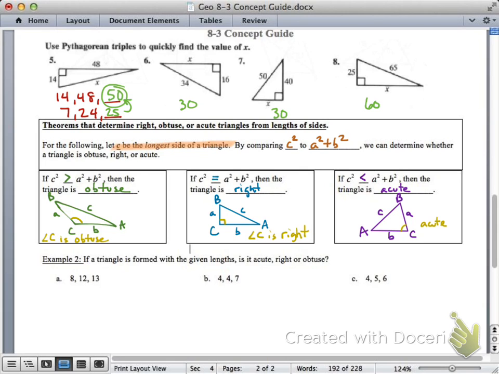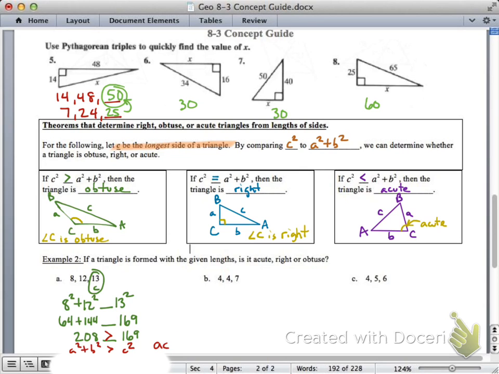If we have these three sides, 8, 12, and 13, the biggest side, of course, is C, so we need to compare 8 squared plus 12 squared. How does it compare to 13 squared? Well, 64 plus 144 is greater than 169. It's greater than.